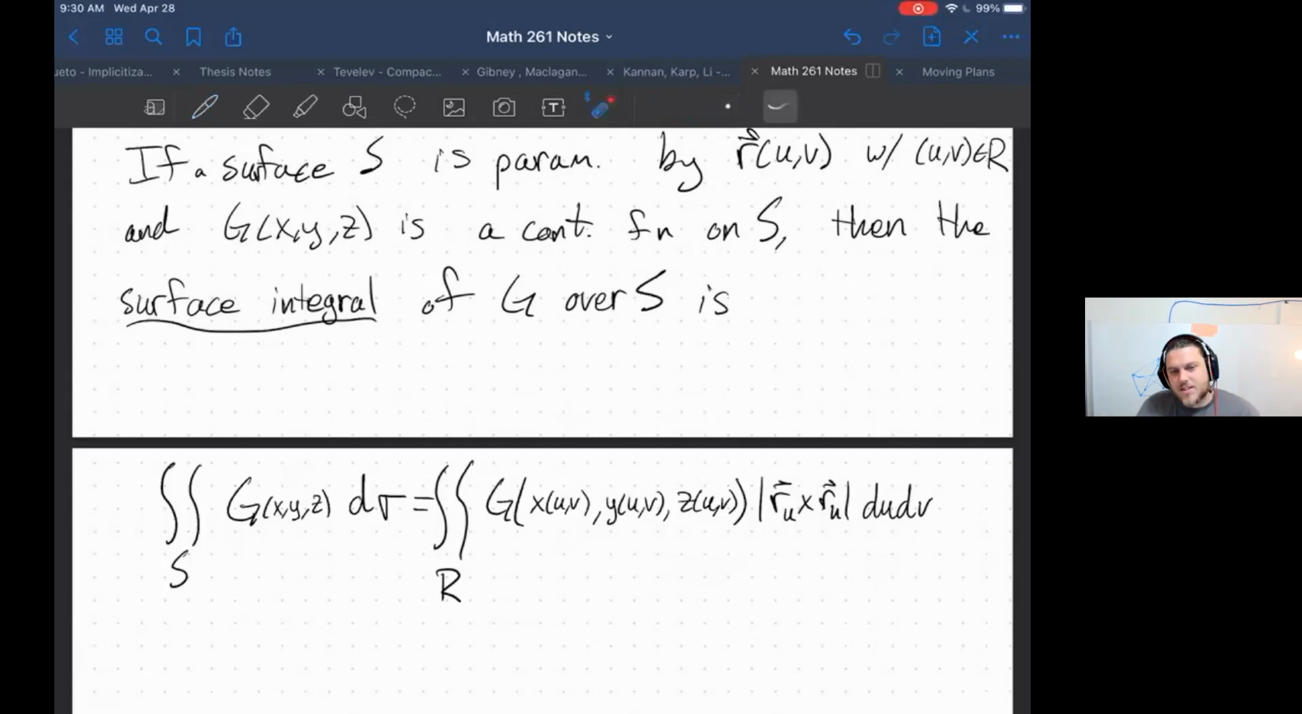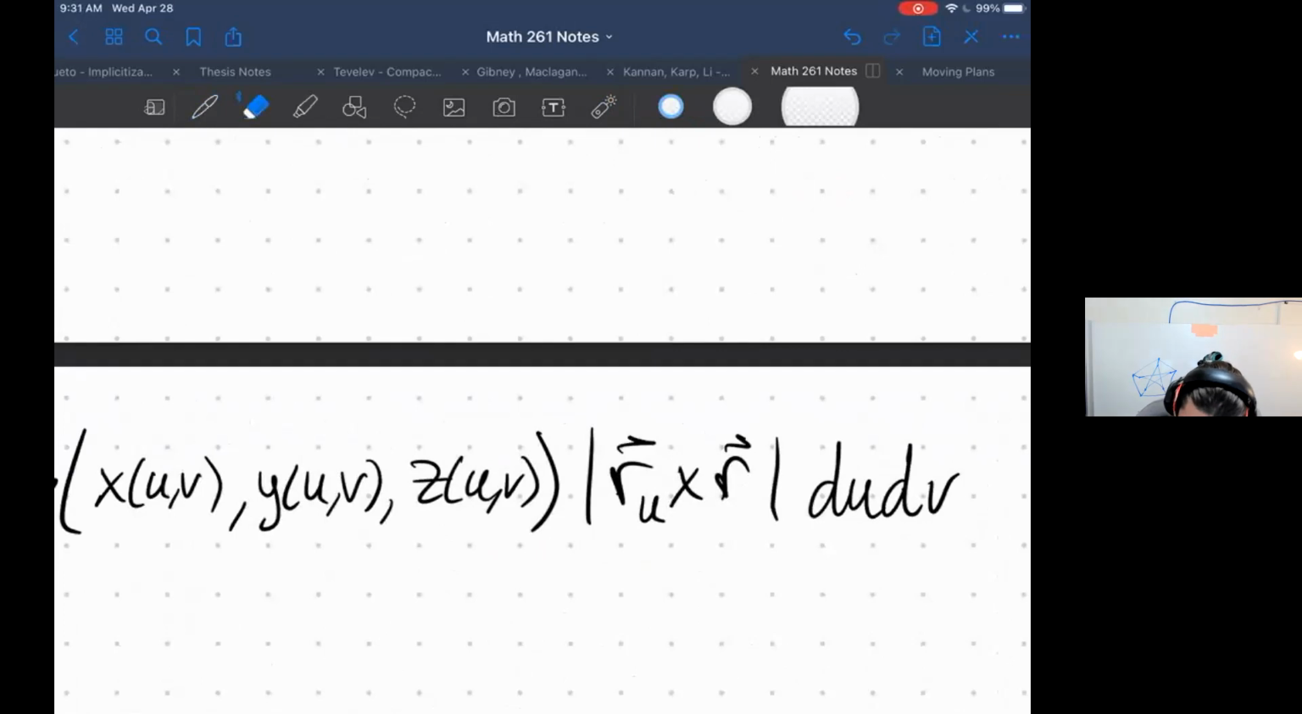So again, the only thing that changed from surface area to now is we potentially have a function G in here that we need to worry about. Otherwise, it's the exact same thing. We need to parameterize our surface. We need to find this magnitude of the cross product of the partial derivatives. And forgive me, that should be a v.